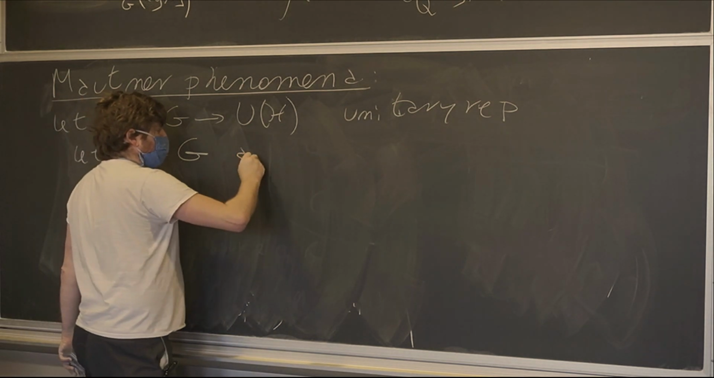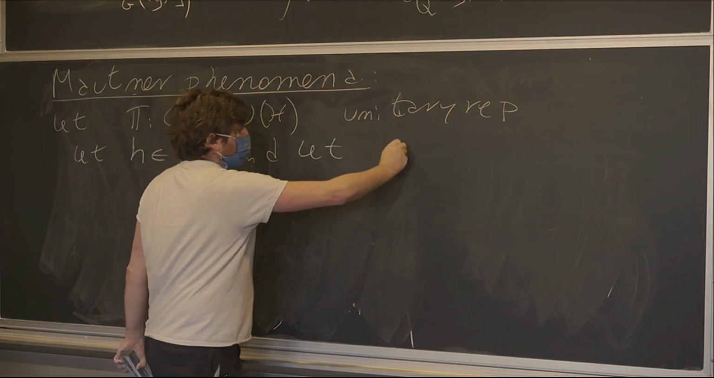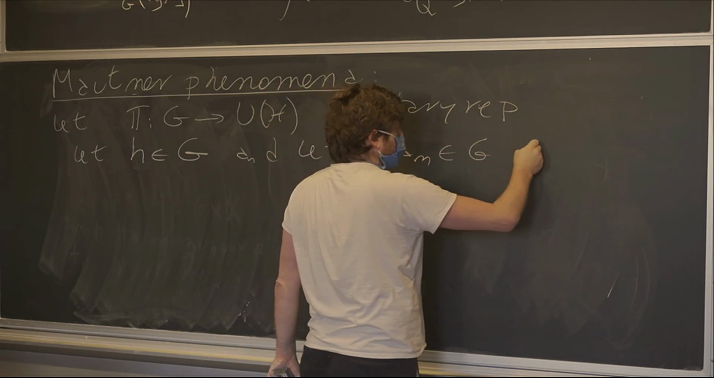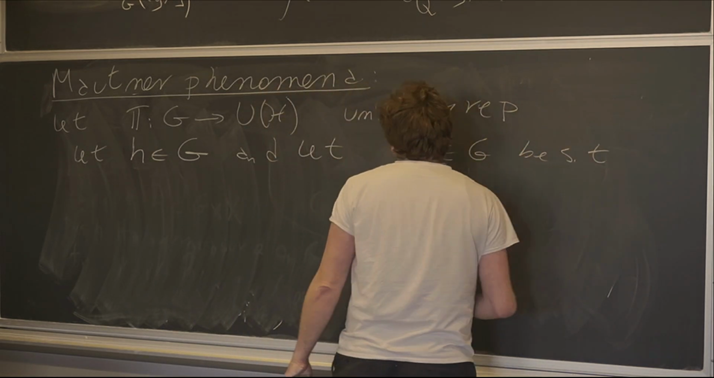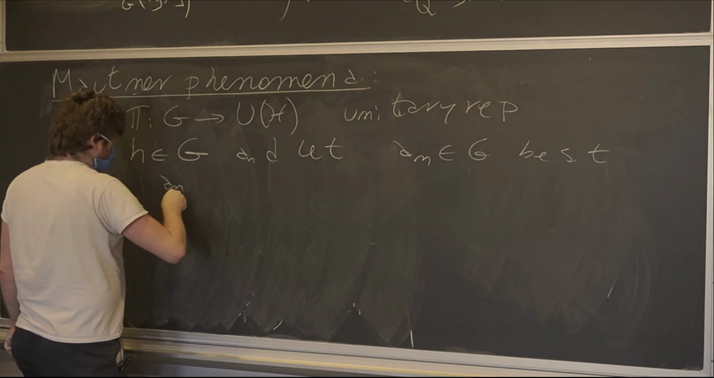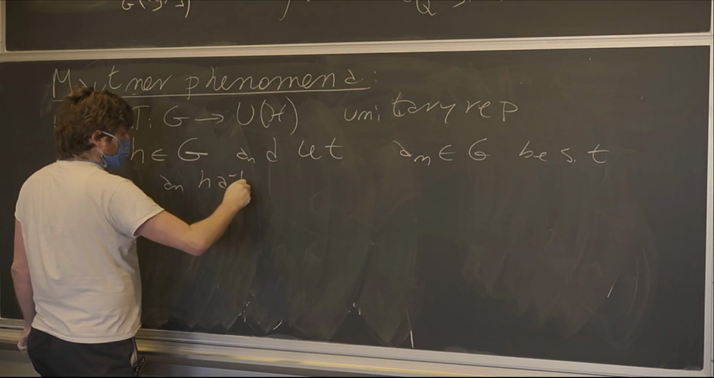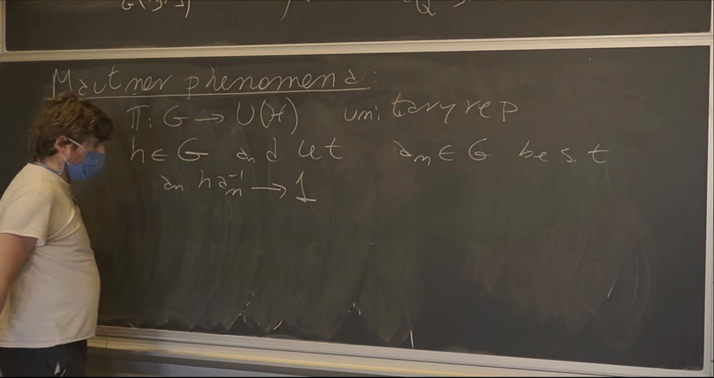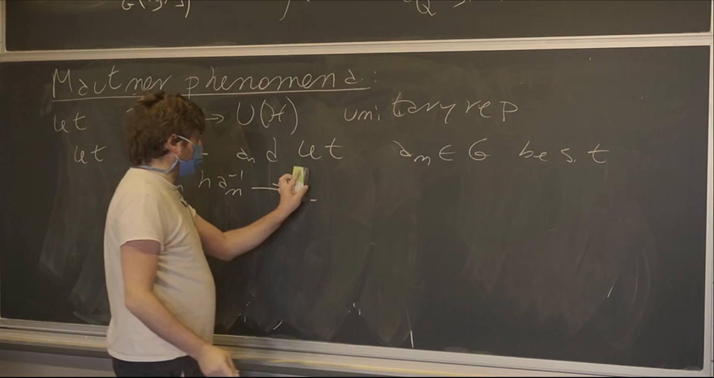And let AN in G be such that AN H AN inverse goes to 1. Well, 1 is the identity. Okay?